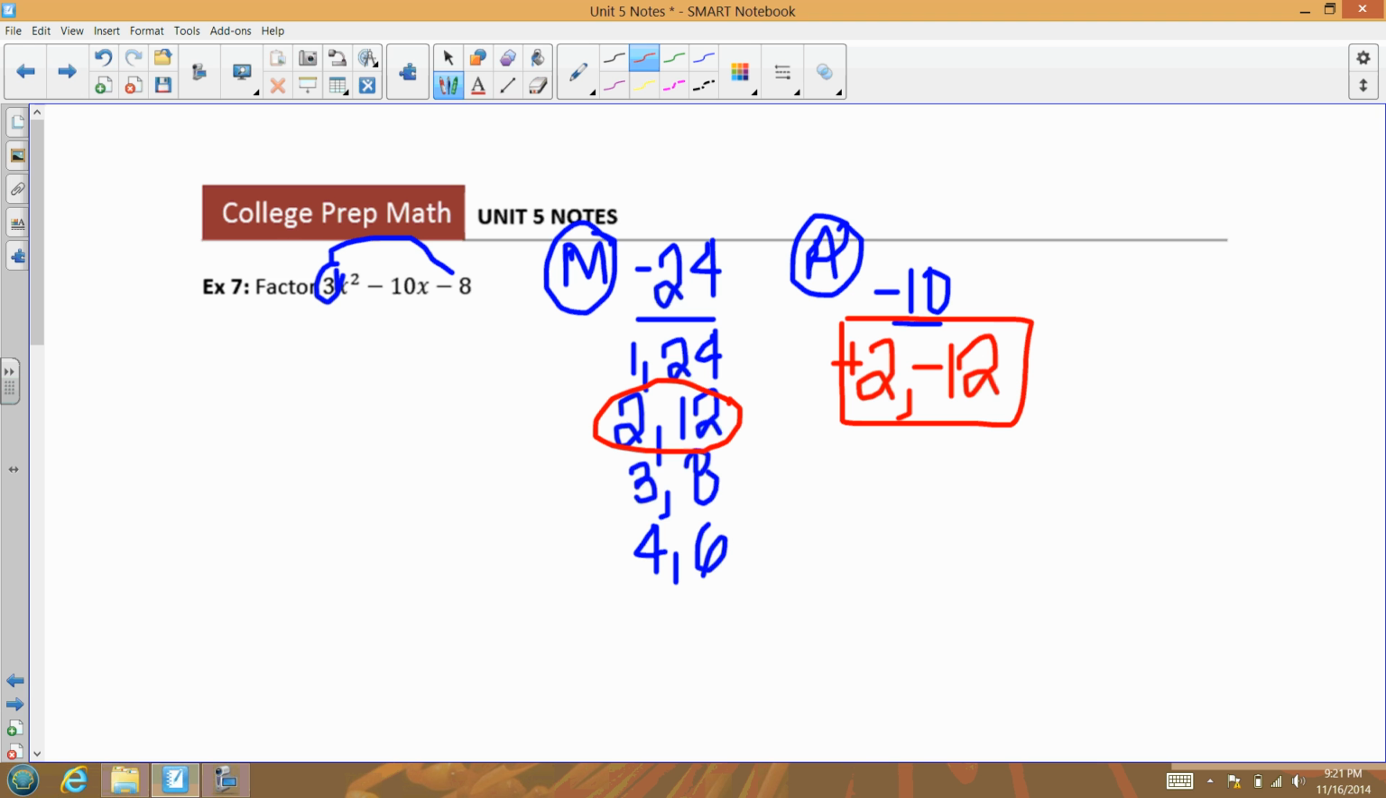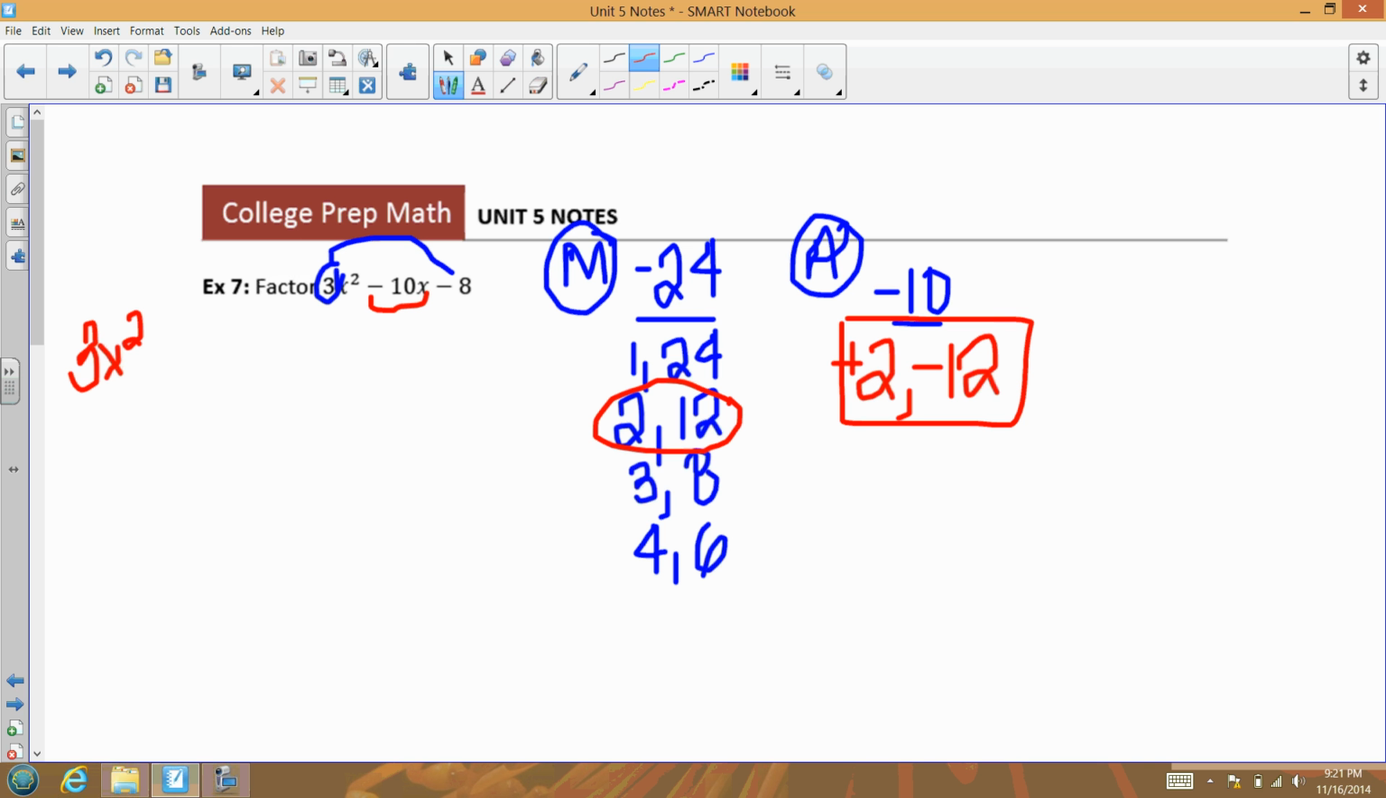And remember, it's not going to be x plus 2, x minus 12, because I got these numbers knowing that I had a leading coefficient not equal to 1. So this is where we have to make the expression more complicated and rewrite that middle term. So instead of minus 10x, I'm going to make it plus 2x minus 12x.